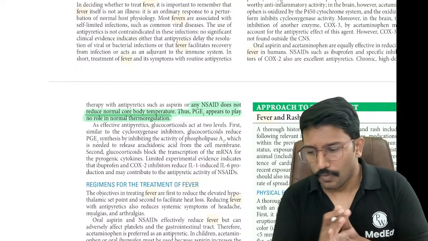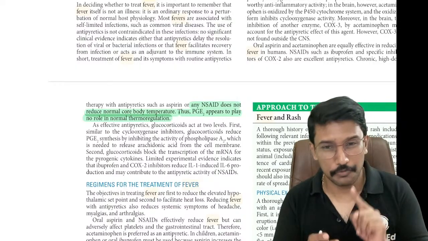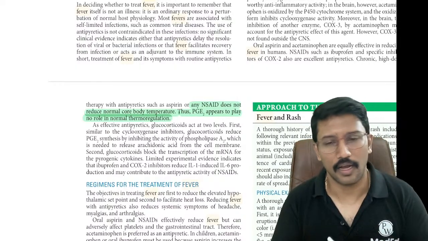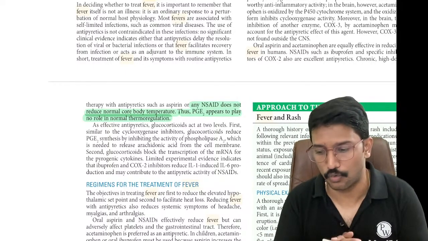Okay. Anakinra is, yes, an anti-interleukin 1 agent. That's the first drug that came out against IL-1. Now we have a more effective monoclonal antibody against IL-1, that is canakinumab.